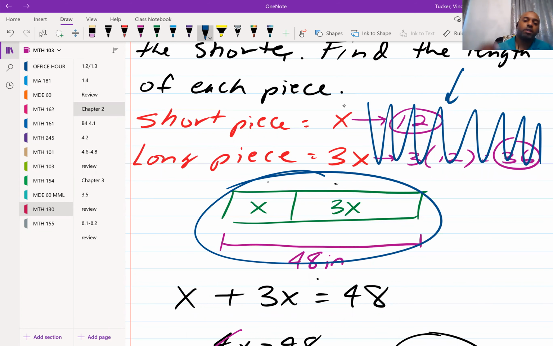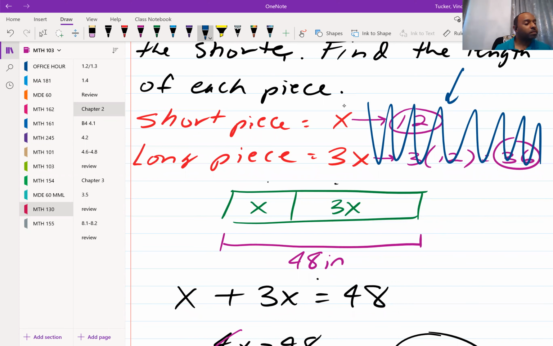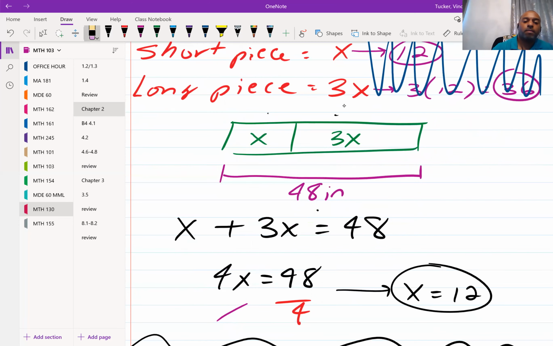Your equation is based on your diagram or your visual of what's going on. All right. Any questions before we go to solve? So combine your like terms, X plus 3X gives you 4X equal to 48. Then we can divide by 4 and X is equal to 12.